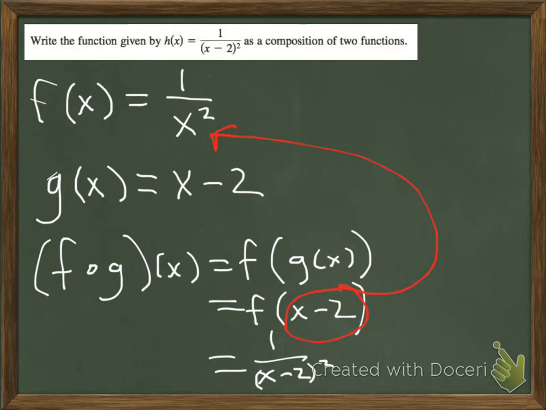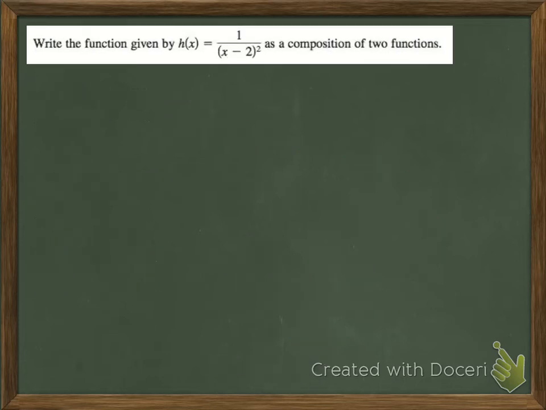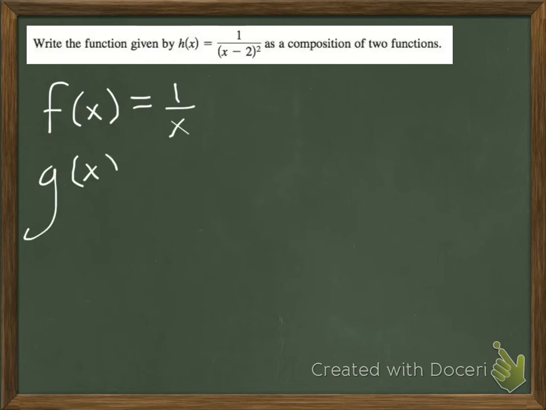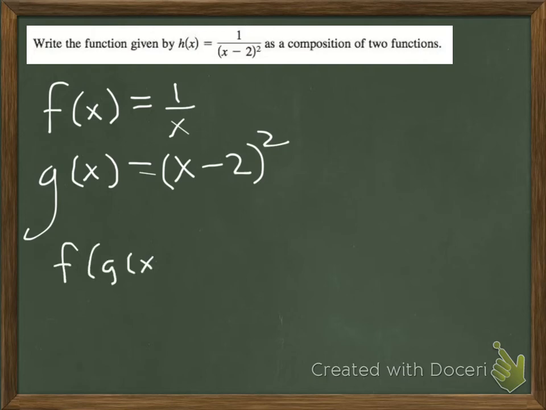So that's one way to do this. There can be, however, other answers. For example, let's say I take f of x to be just 1 over x. And g of x would then have to be x minus 2 quantity squared. Well, that is the same composition of functions. In that case, f of g of x still comes out to 1 over x minus 2 squared. So there's not always just one answer.